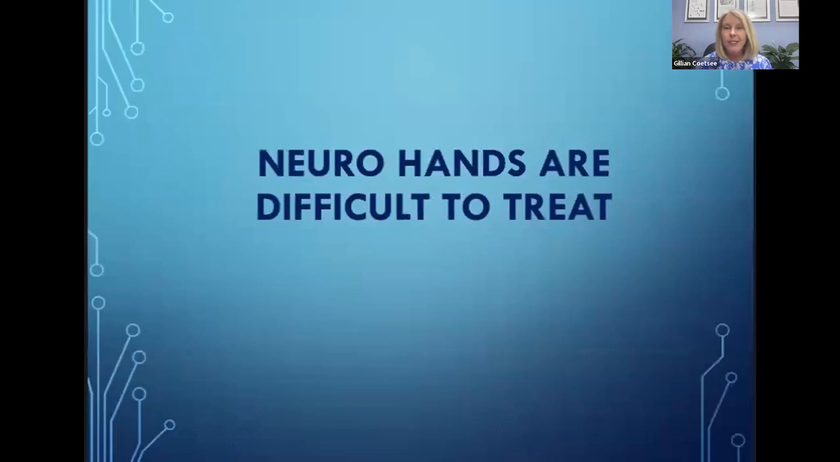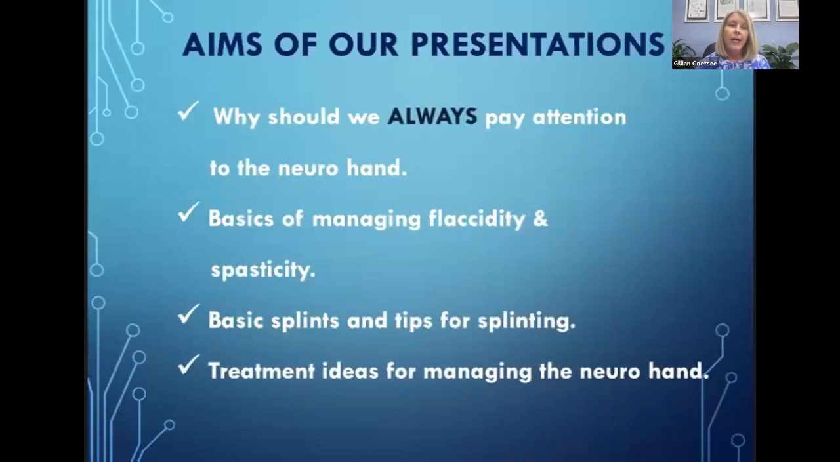So most hand therapists dread treating a neuro hand, and most neurotherapists struggle with a hand. And even after years of experience doing both neuro and hands, I often still find hands particularly challenging. So the audience tonight is a diverse group. So we've attempted to present on what we think would be helpful across numerous clinical settings and levels of clinical experience, as well as some of the expectations that we were made aware of prior to the webinar. So we're going to have a look at why we should always pay attention to the neuro hand, basics of managing flaccidity and spasticity, basic splinting and tips, and then treatment ideas.